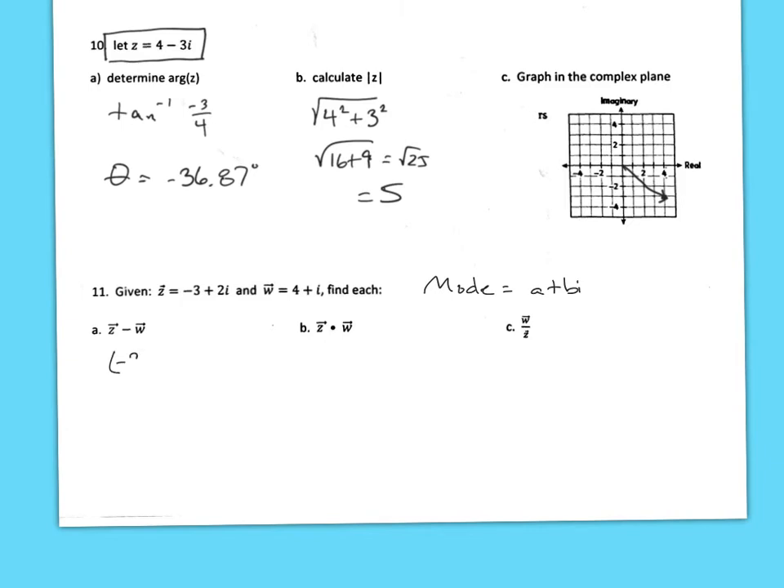So I would put this in the calculator, -3 plus 2i minus 4 plus i. The calculator does a nice job of putting this in the correct order. Real, then imaginary. Remember, it has to be real, then imaginary.